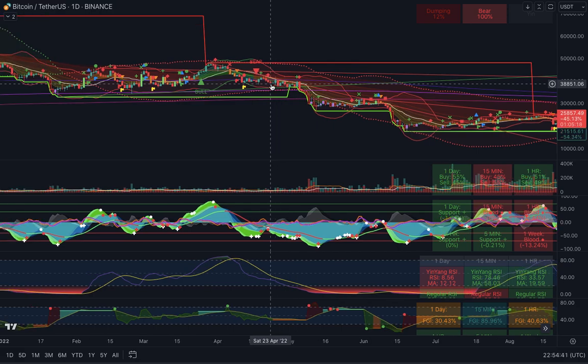So let's do maybe one or two more just to identify good entry and exit points. So you might be wondering, was this a good exit point?